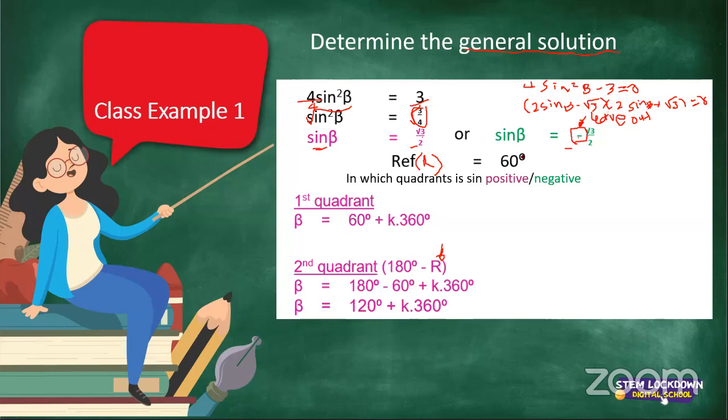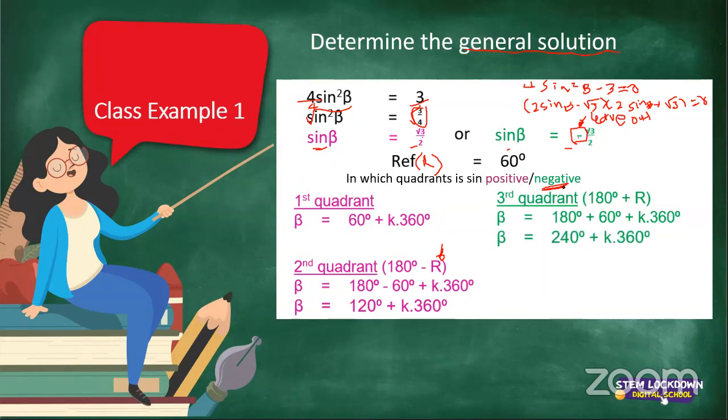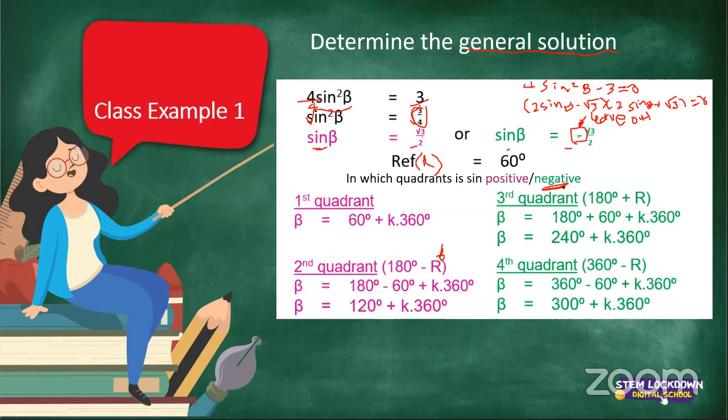Then we move on to say sign could also be negative, right? So we're sign negative in our third and fourth quadrants. How do we go about resolving that? Simply in our third quadrant, the reduction formula is 180 degrees plus R, which is our reference angle. So beta at this point comes through to 240 degrees plus k times 360 degrees. And you apply a similar principle for your fourth quadrant, where you have 360 minus the reference angle, and you come out with a beta of 300 plus k times 360 degrees.